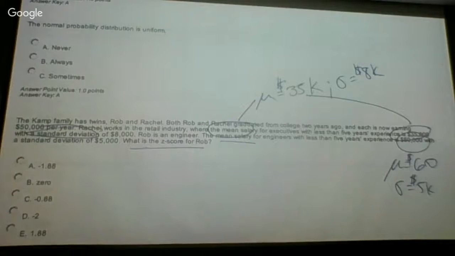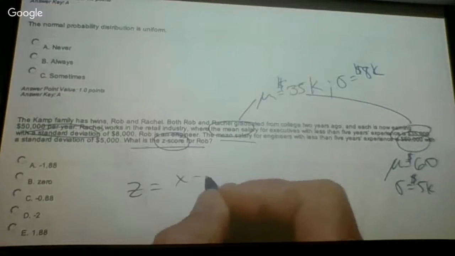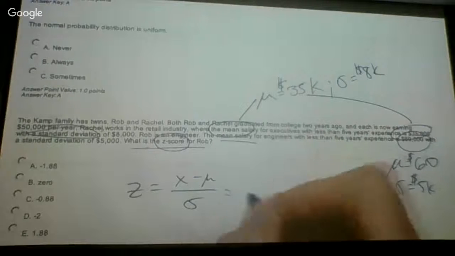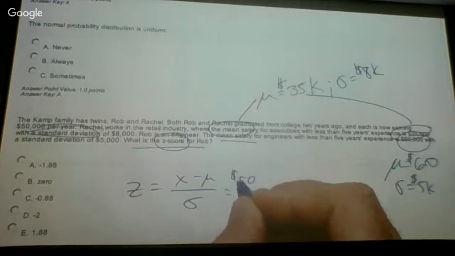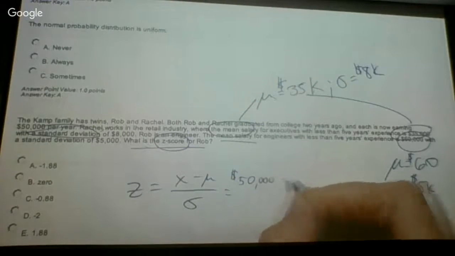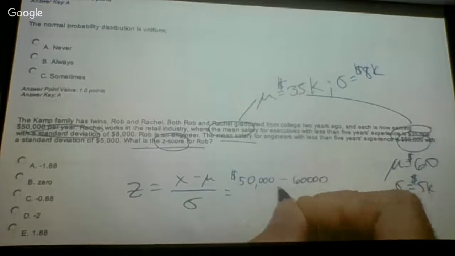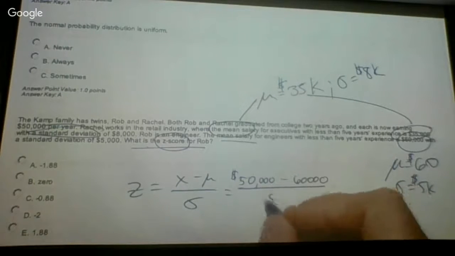That's a lot of work to answer the question, but answering the question is pretty straightforward, I think. Who's already got the answer to this question laying around? Joe, tell me what the answer is. I got -2. How'd you get -2? So I took the value X, which is what he's making. Yep. And then I subtracted 60, 60,000. Okay. And the standard deviation was 5,000.